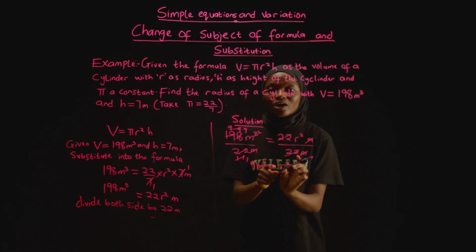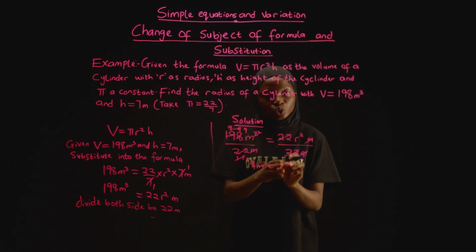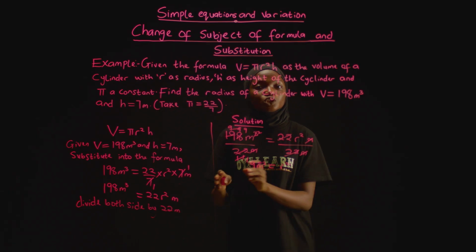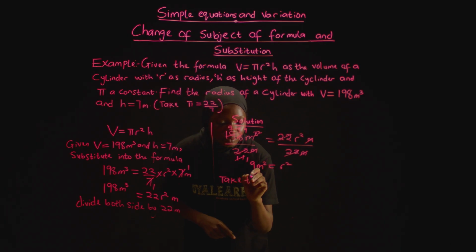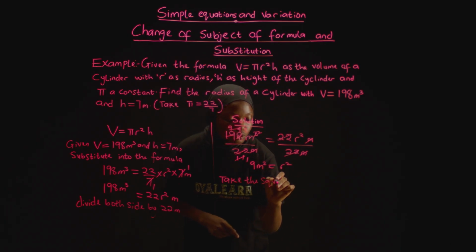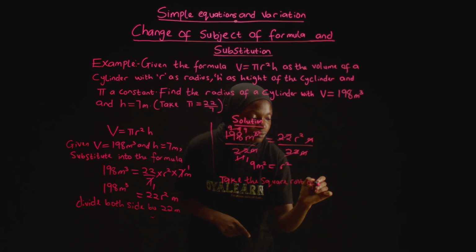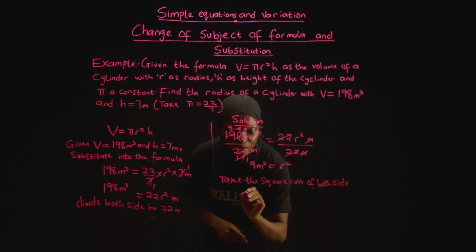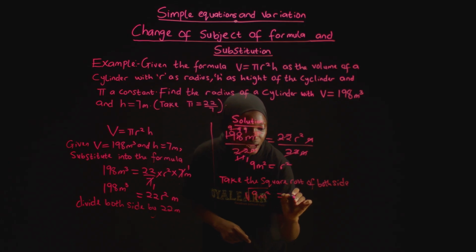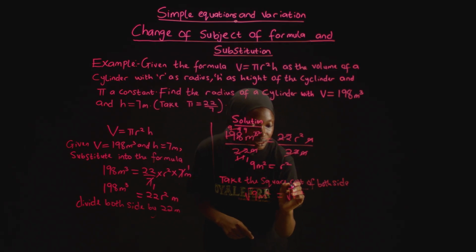Because we are looking for r and we have r² at this side, to remove this square that we have with r, we take the square root of both sides. So here, take the square root of both sides. At this side we have the square root of 9 m² equals the square root of r². We know that this square will cancel out the square root.